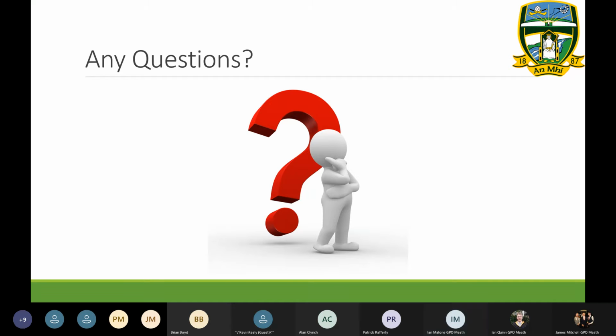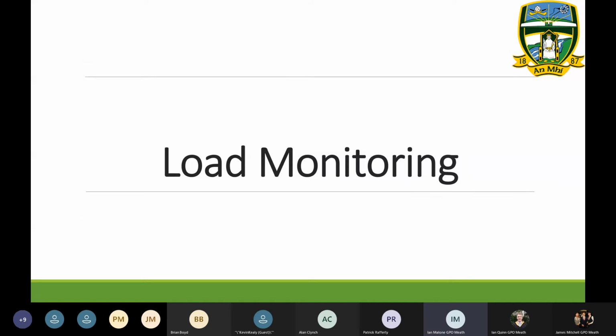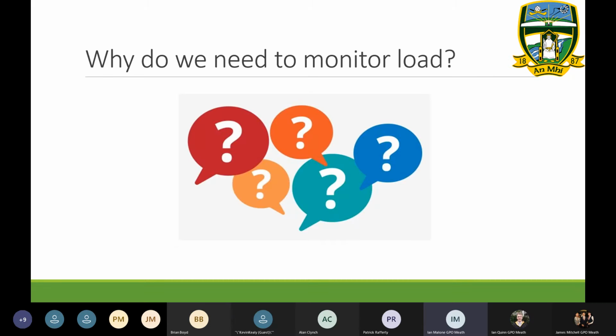Okay. So James has gone through quite a bit on recovery and some recovery strategies that you could use. So the next section we're going to talk about is load monitoring. This is basically talking about our training load and how we can monitor this. So before we go into it any more, why do we need to monitor our training load? I'm going to put that out to the floor and I'll give you a minute or a minute and a half to see if you can think of any reasons why we need to monitor our training load.